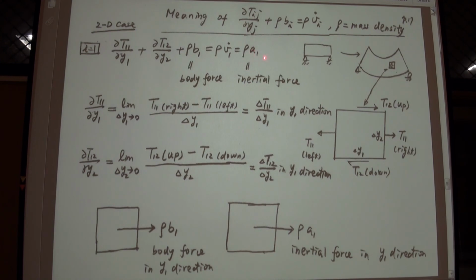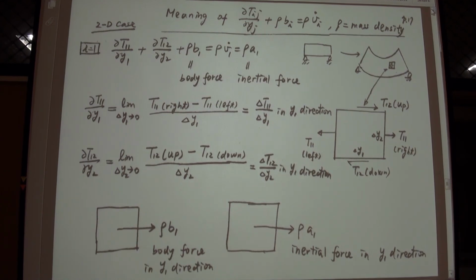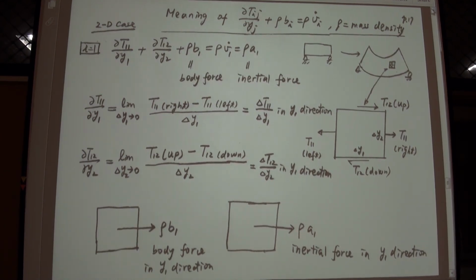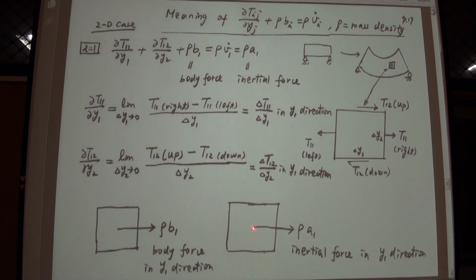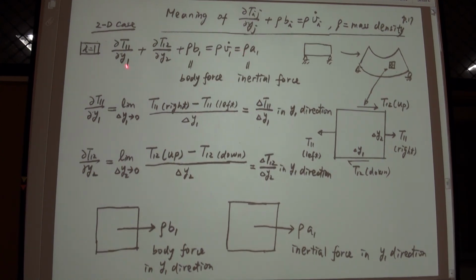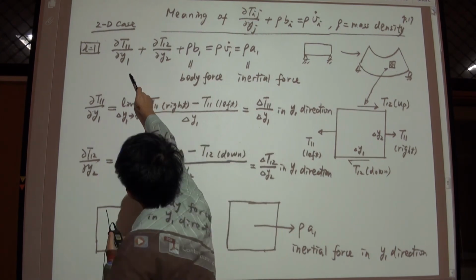And also, rho A1 means the inertial force in the horizontal direction, okay? You can imagine that rho A2 is the inertial force in the vertical direction. Now you understand the meaning of these two terms. And let me explain the meaning of these two terms. See here, I do it term by term.